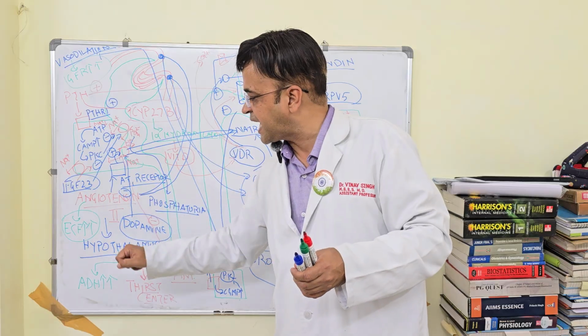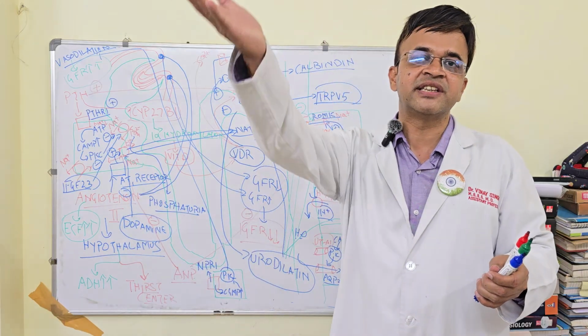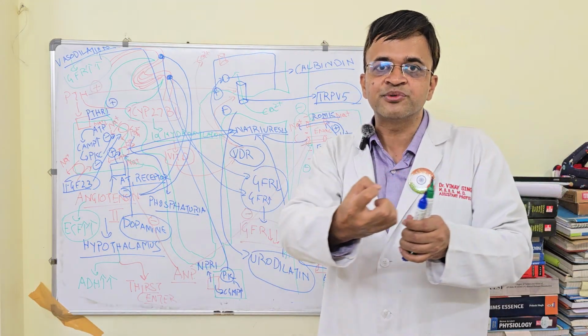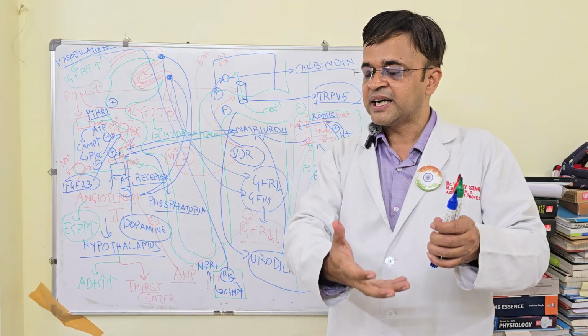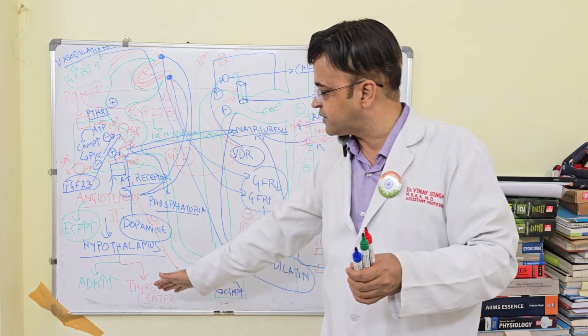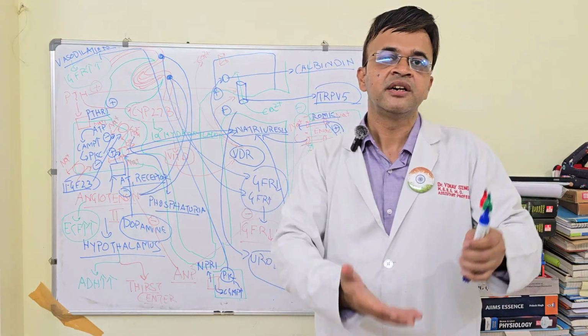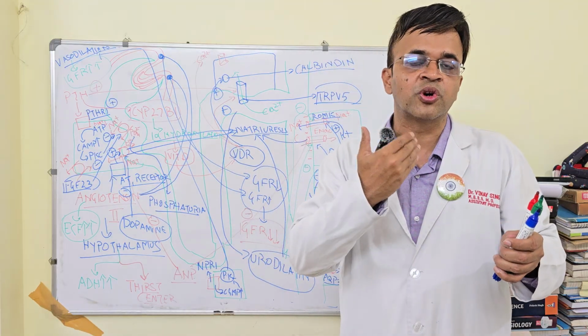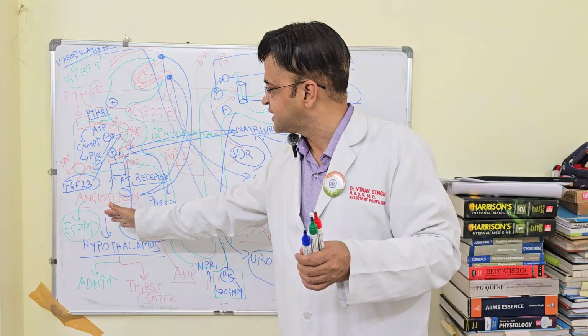Apart from that, angiotensin 2 will act on the hypothalamus. It will increase the level of ADH. So ADH will reabsorb water. More reabsorption of water means higher ECF. It will also stimulate your thirst center. More stimulation of the thirst center, you are going to drink more water, more ECF, right?